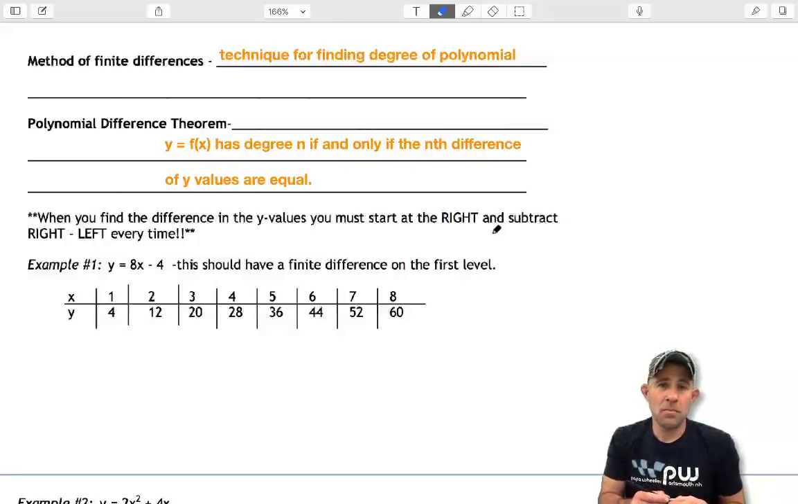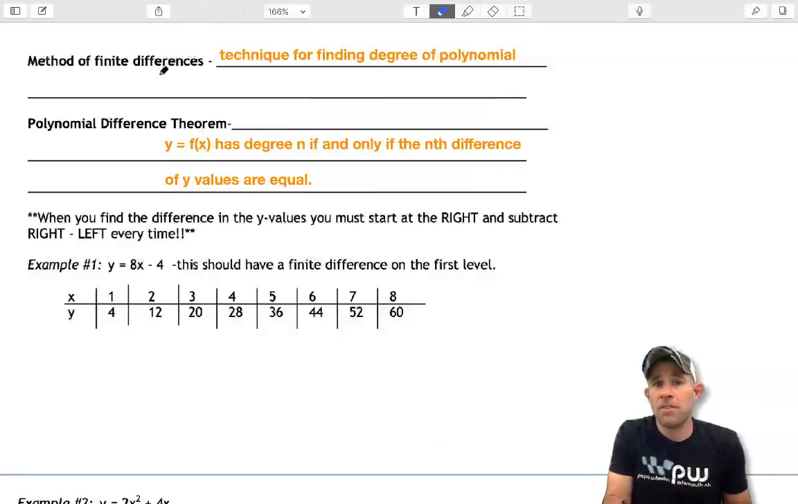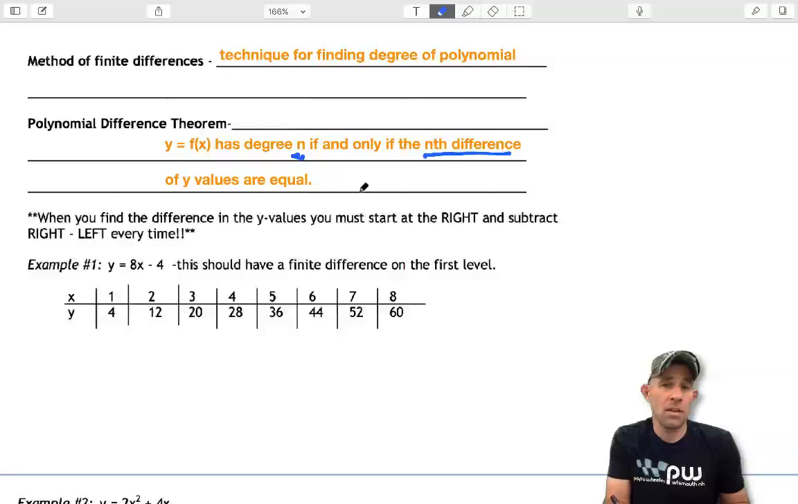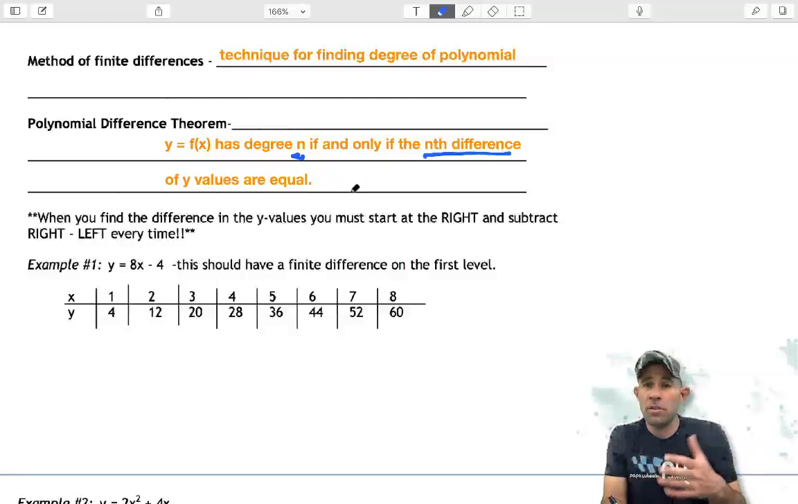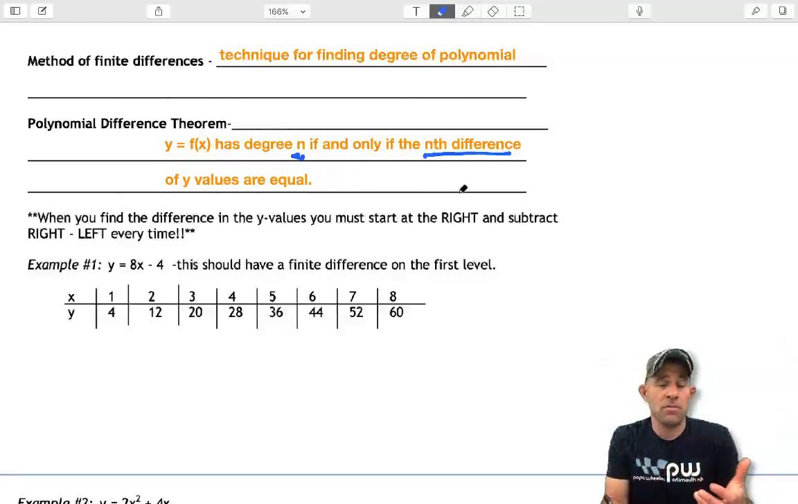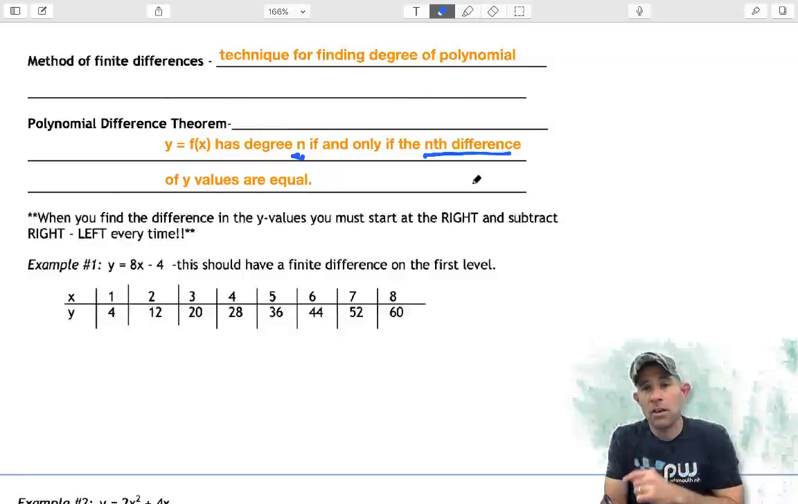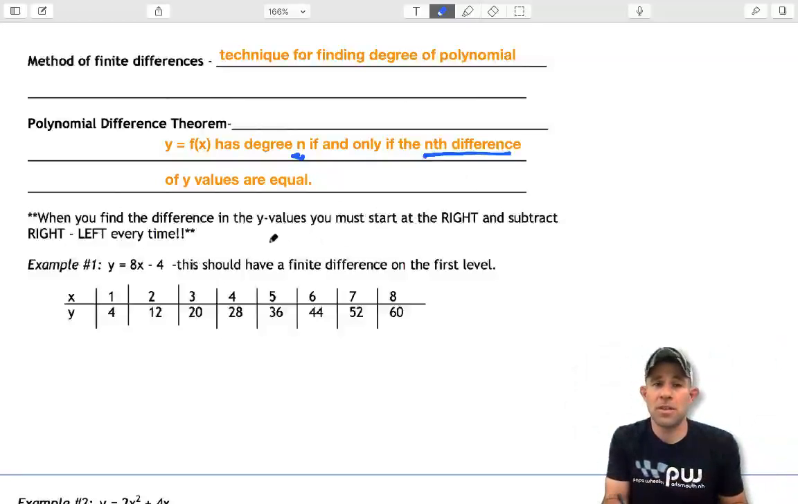Hey guys, today we're taking a look at a pretty sweet little technique used for finding the degree of a polynomial. That method is known as the method of finite differences, and it's based off this polynomial difference theorem. It says y equals f of x has degree n if and only if the nth difference of the y values are equal. So this method requires us to subtract the y values and figure out if they're equal. So have your calculator handy and let's jump into a few examples.